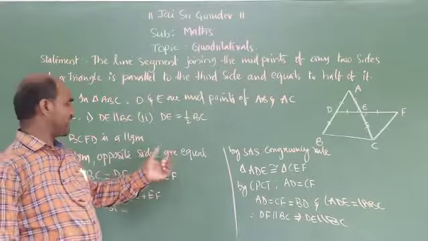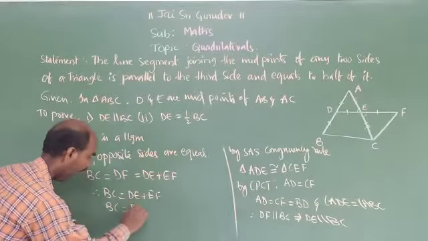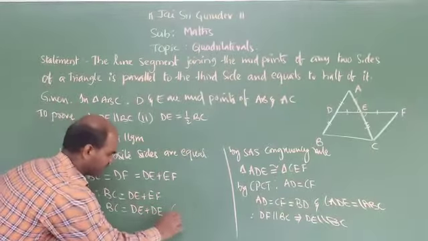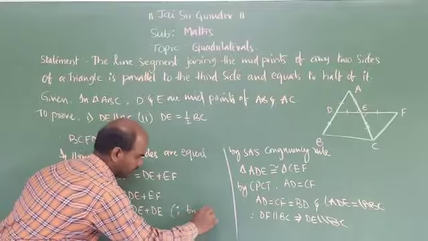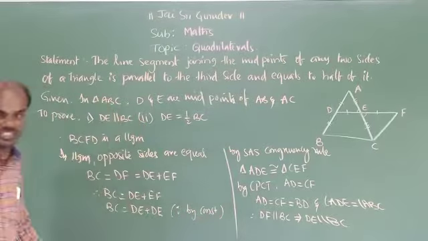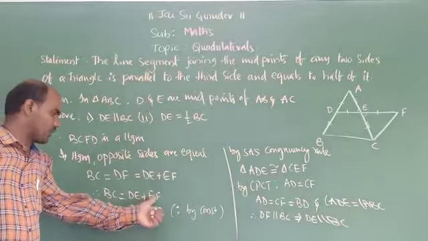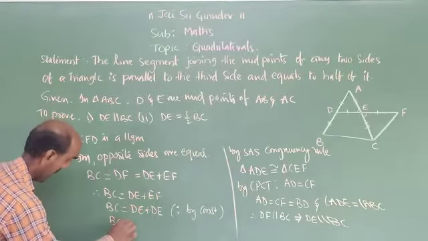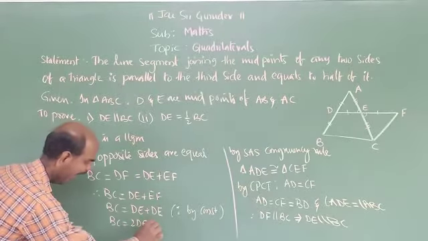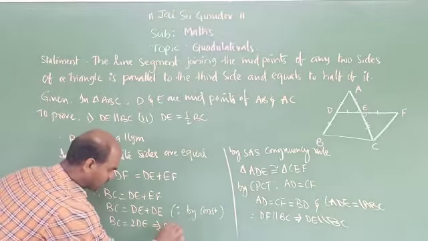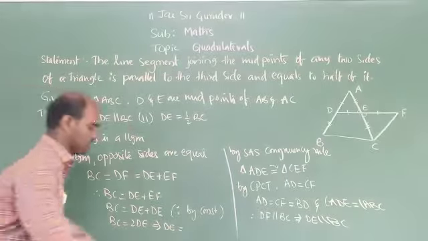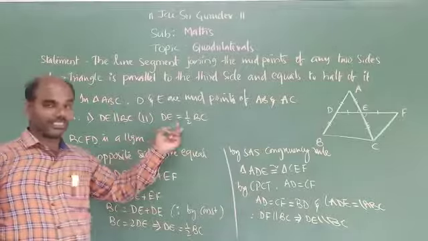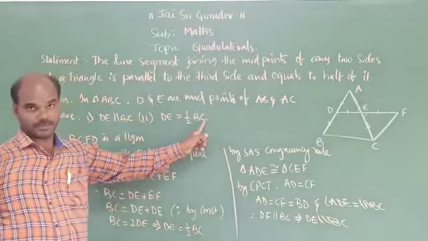From the construction, EF is also equal to DE. So then BC is equal to 2DE. It implies DE is equal to 1 by 2 of BC. It means our second condition is DE is equal to half of BC.